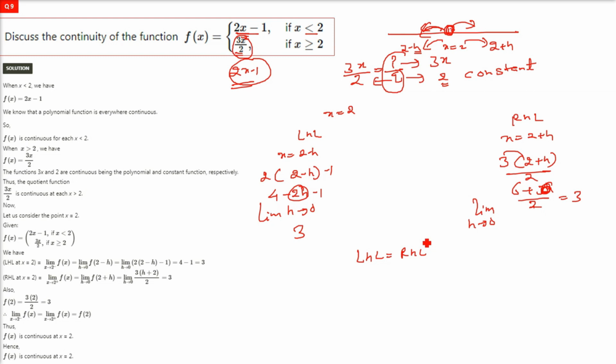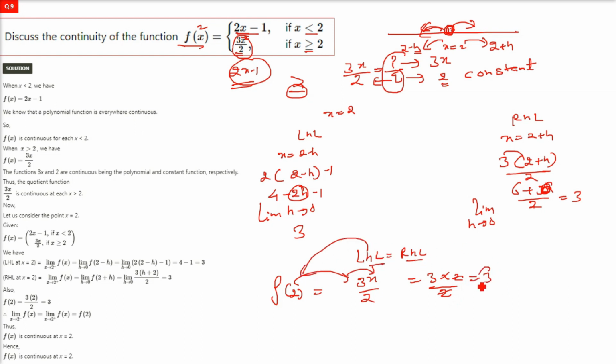So continuity is there. We have to add one more thing here, the value of the function at 2. What is the value of the function at 2? So f(2) is going to be 3 multiplied by 2 divided by 2. That is, put the value of x equals 2 in 3x by 2. That is the value of the function at x equals 2. So it is going to be 3 again. So the left hand limit, right hand limit and the value of the function at 2 are equal. So f(x) is continuous at x equals 2.